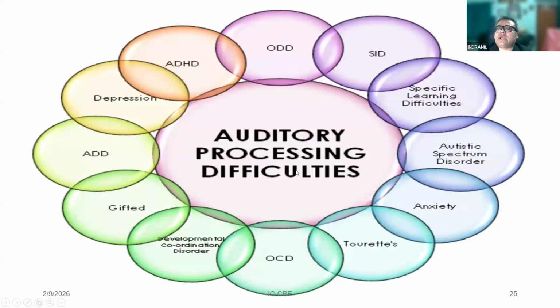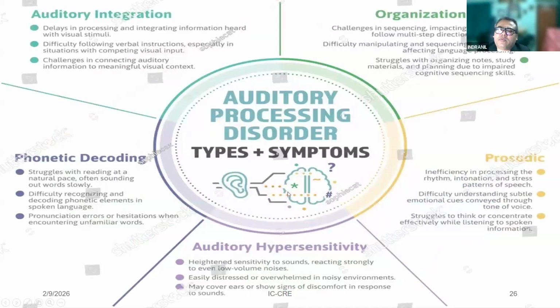So auditory processing difficulties can be found in all sorts of disorders. This is actually a spectrum. It may be there not only in ADHD or specific learning disability or autism. It is there in Tourette syndrome, gifted, attention deficit disorder, OCD, everywhere. So auditory processing is a common term, and different disorders are there in this particular cycle. So for auditory processing disorders, we can have types, and we have different symptoms.